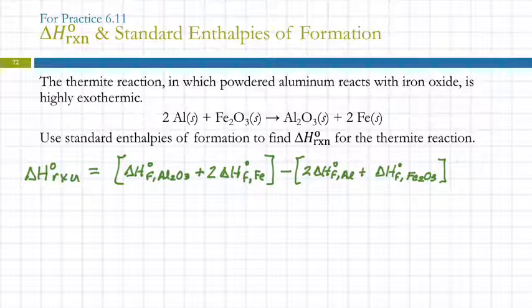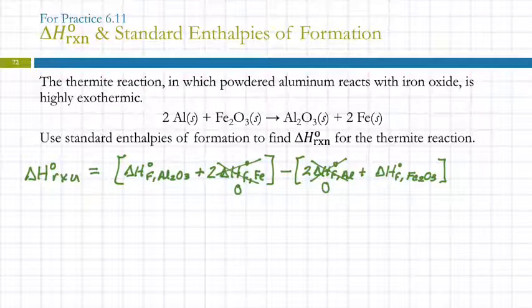Are any of these elements in their standard states? Yes. Aluminum is a solid at room temperature. That is a standard state. So what's its heat of formation? It's 0. And iron, again an element, a solid, we look at the periodic table, that's the standard state, so that one's also 0. So that simplifies things quite a bit.